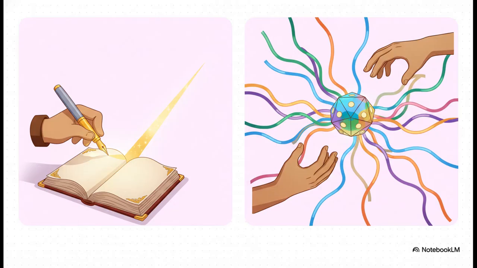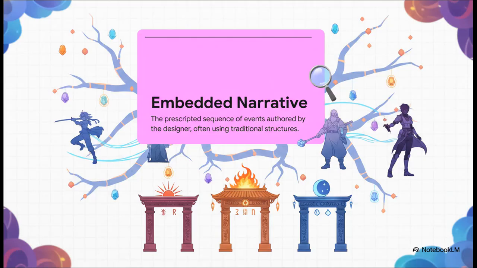On one side, you've got the embedded narrative. This is the story the designer wrote ahead of time. It's authored. It's pre-scripted. Think of the incredible cinematic story in a game like The Last of Us. But on the other side, you have emergent narrative. This is the wild, unpredictable story that just happens because of what you do. Every single game of Minecraft creates a totally unique survival story. That's emergent.